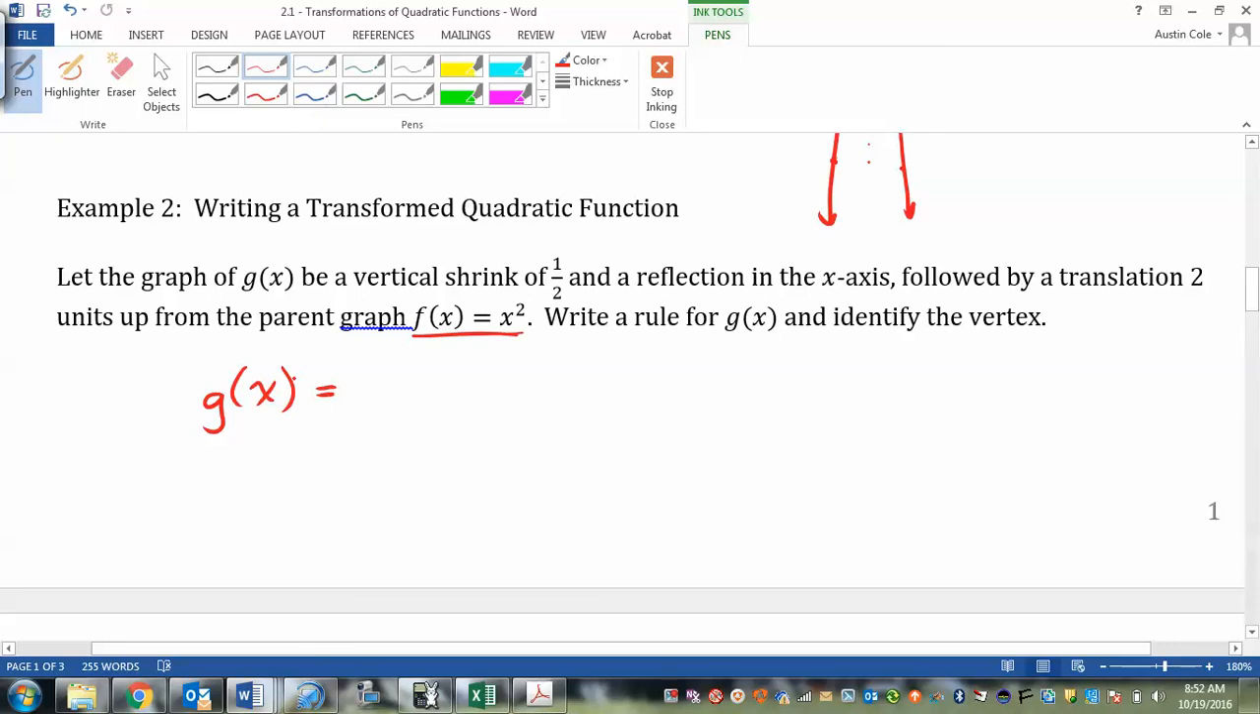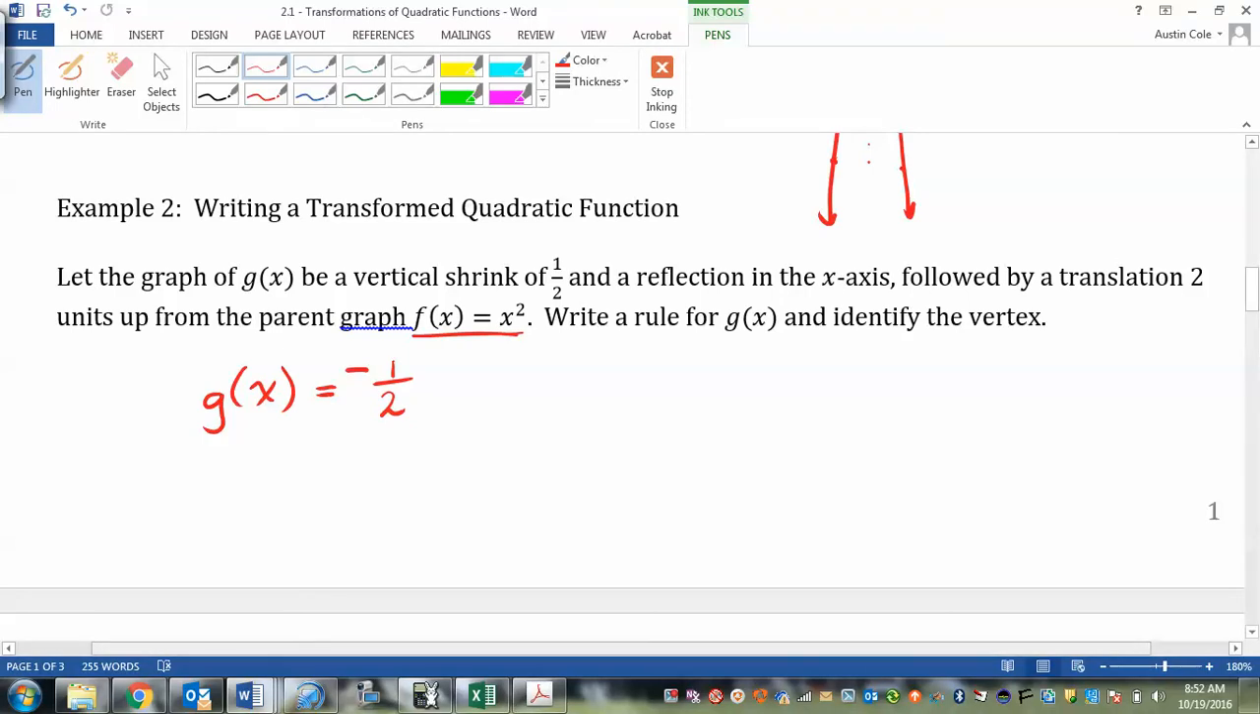Now, it's got a vertical shrink of a half. Okay, well, what should we do with that half? Where's that going to go? Before the x. Great, before the x. So it's going to go in front. That's our a value. All right, and then it says a reflection in the x-axis. Easton, how am I going to write that in our function here? Great, the negative is going to go in front of the half because it's reflecting over the x-axis.